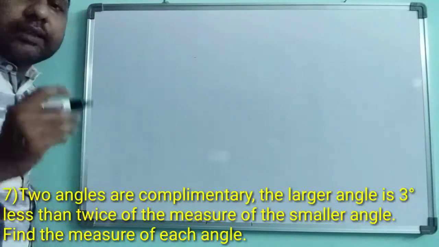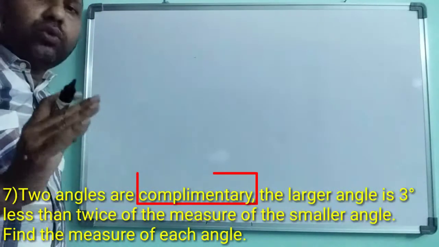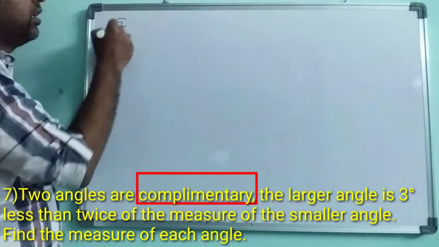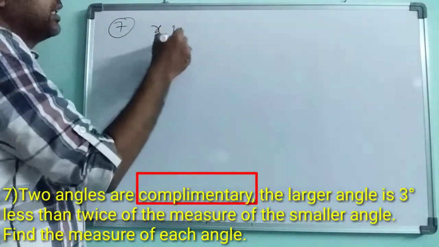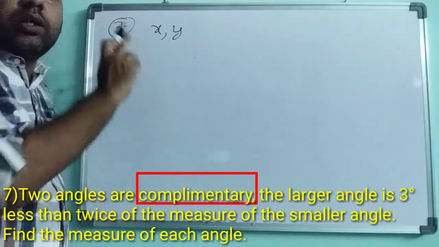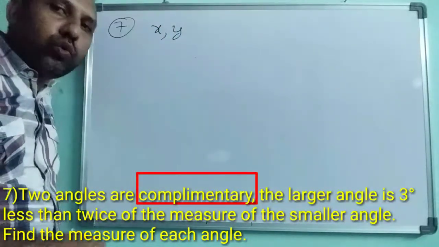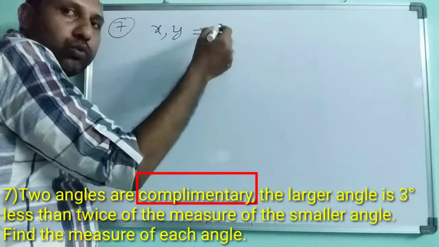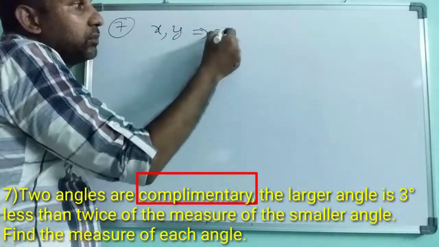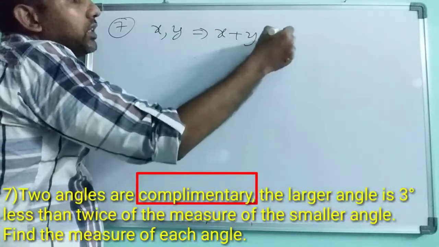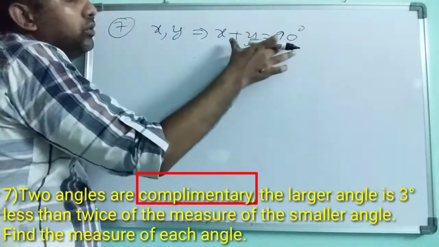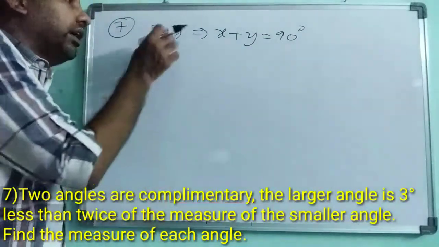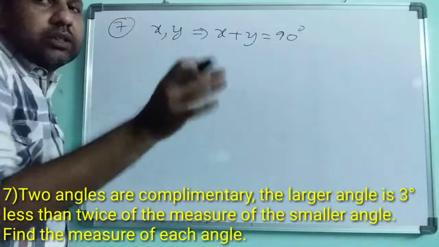So in this answer we have to know that two angles are complementary. Let us consider those two angles are x and y. These two are complementary, which means the sum of the two angles is equal to 90 degrees. X plus y is equal to 90 degrees. When the sum of the two angles is equal to 90 degrees, those two angles are called complementary. That's why x, y are complementary.